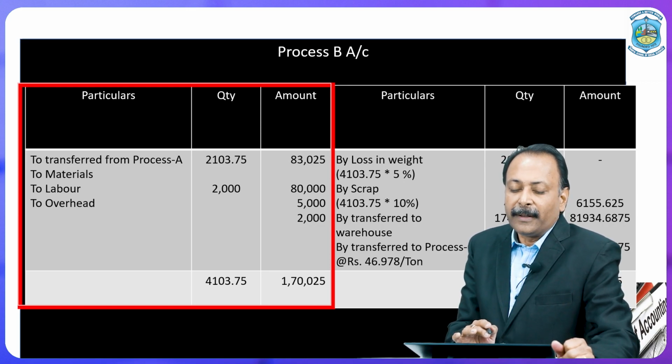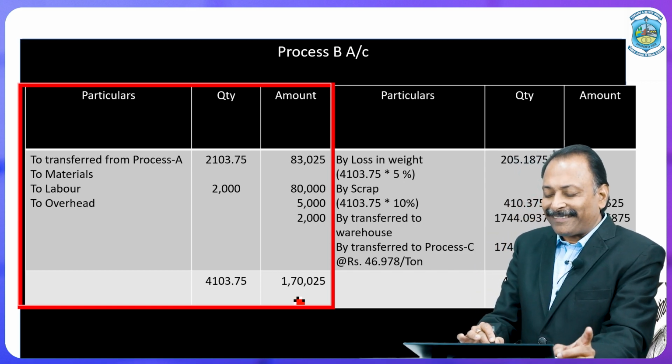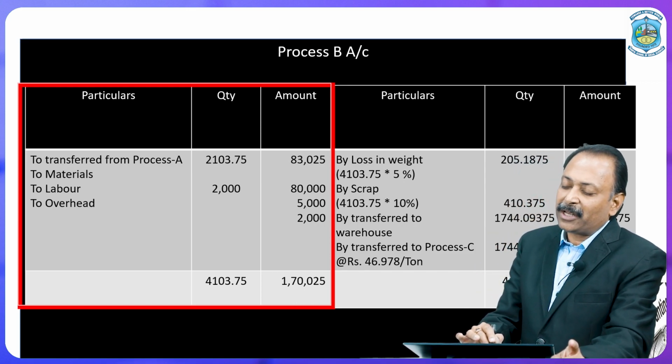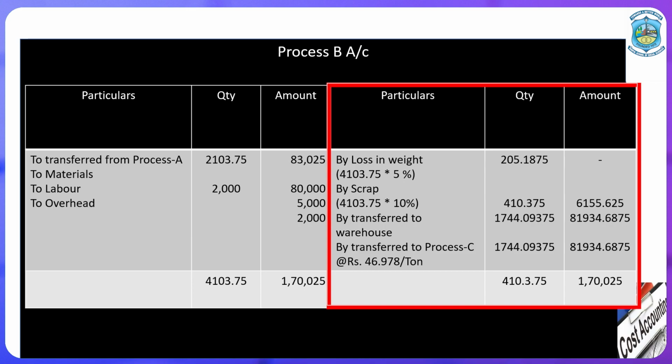When we total the debit side, the quantity column total is 4,103.75 and the amount is 1,70,025 rupees, which we are going to mention on the credit side also. Then as per the question, we have loss in weight. So, how much loss in weight? 5% on input. Input is 4103.75. So, we have calculated 5% on 4103.75, which will be 205.1875 tons. So, 205.1875 tons is our quantity for loss in weight. No amount is realized, so the amount column is dash or nil.